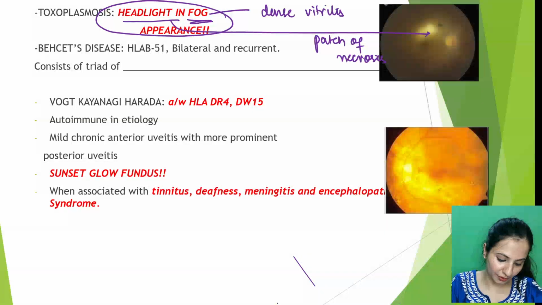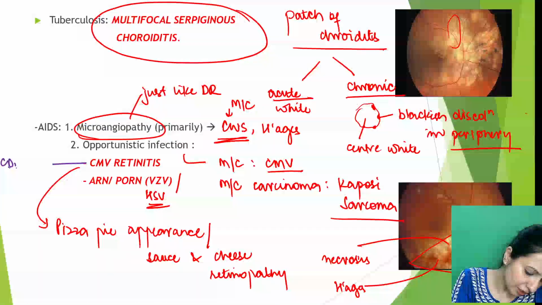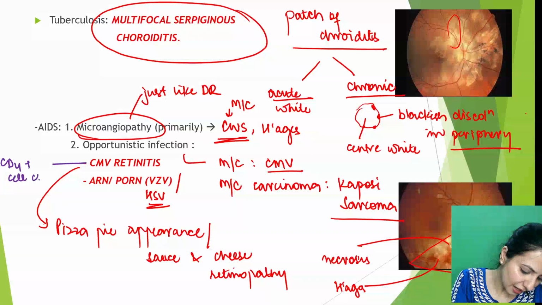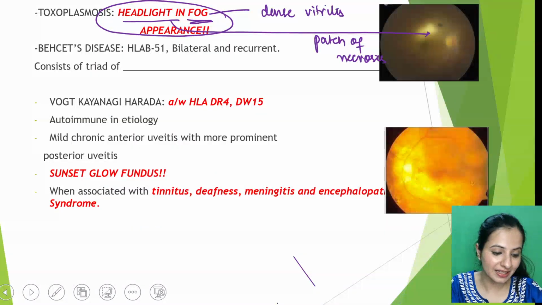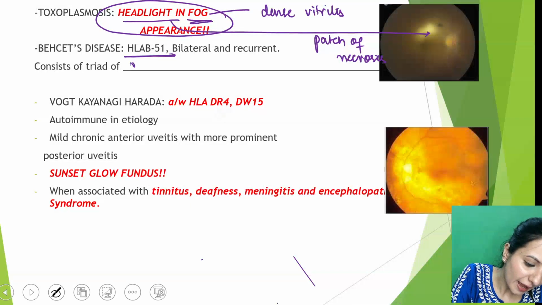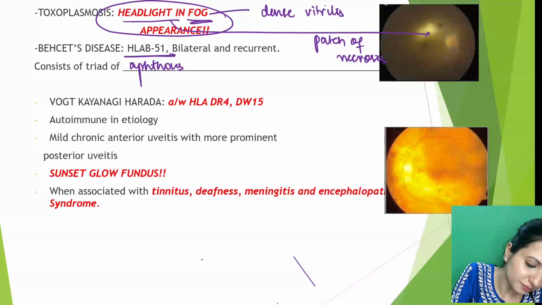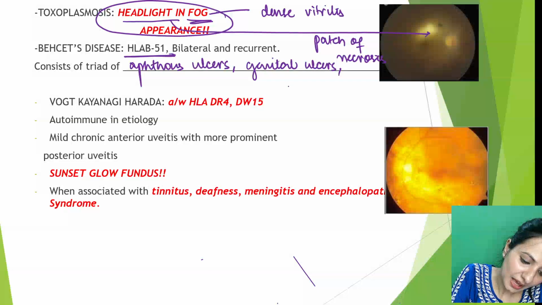One thing I forgot to tell you, CMV retinitis occurs when the CD4 plus cell count drops to less than 50 cells per microliter. Then you have Behçet's disease. It is HLA-B51 positive, with bilateral recurrent aphthous ulcers, genital ulcers, and your recurrent uveitis.